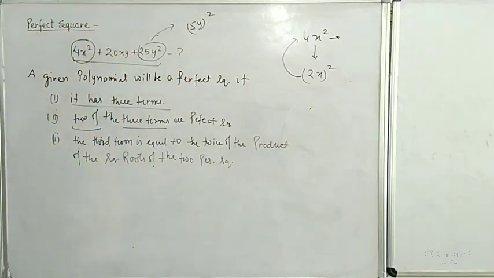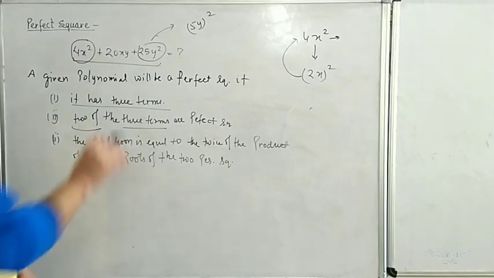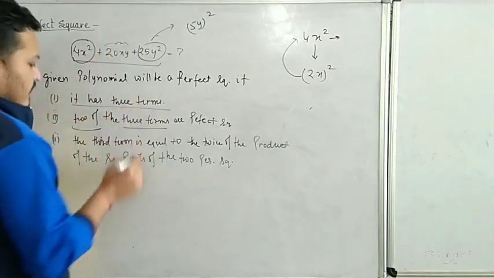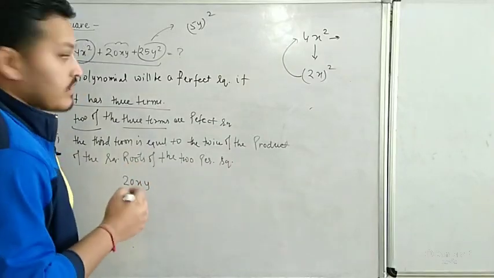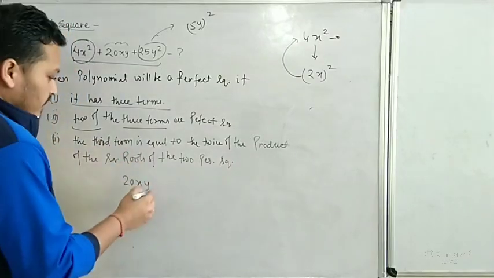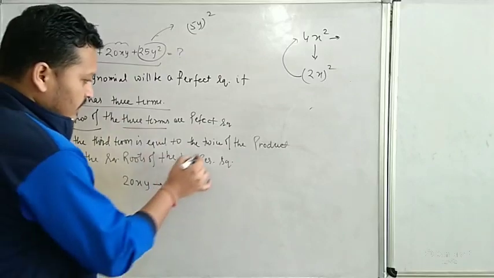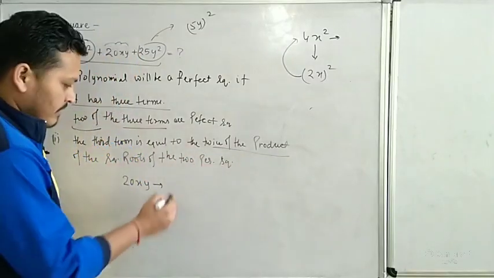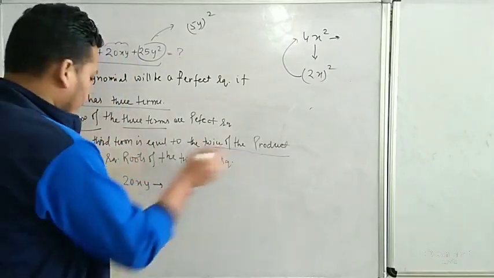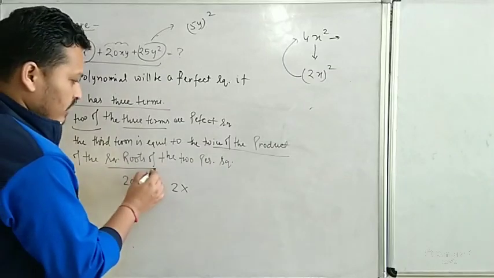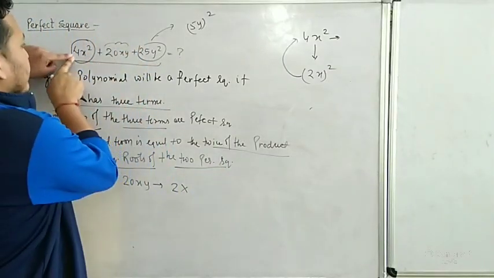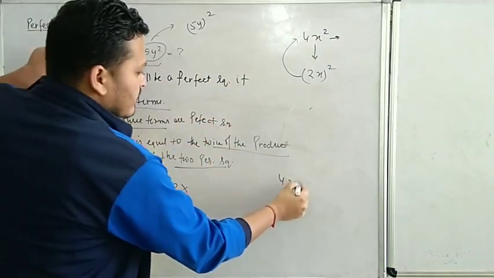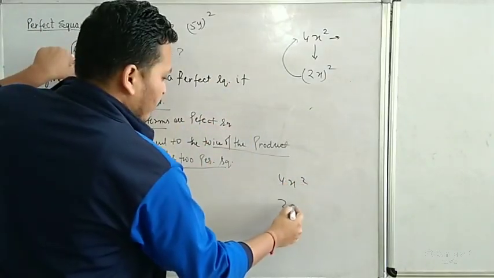Okay, what is the third term here? The third term is 20xy. According to the third condition, twice, मतलब 2 into the product of the square roots of the 2 perfect squares. So what are the 2 perfect squares? First perfect square is 4x square. Second perfect square is 25y square.